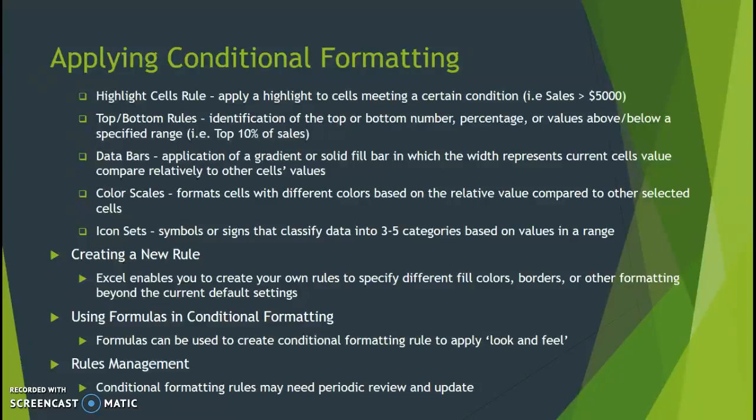You can create data bars that basically apply a gradient or a solid fill bar, where the width of that bar represents the current cell value compared to the other cell values. You can use color scales, which format the cells with different colors based on relative value compared to the other cells. And you can also use icon sets with symbols or signs that classify data into anywhere from 3 to 5 categories based on values in a range. We'll look at some of these conditional formattings here in the video. We'll cover a few more in class on Monday.